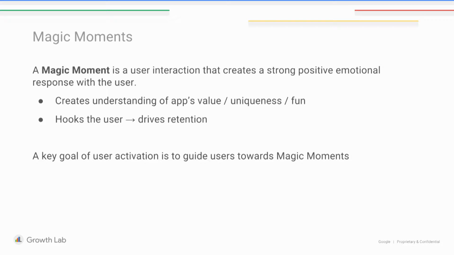So it's really this notion of how do we get you to this point where these magic moments, there can be multiple, and there should be multiple within your app, where you're hooking the user. And the reason these things are so important is because with magic moments in mind, a key goal for activating your users and getting them engaged in your app is getting them to those magic moments as quickly as possible.